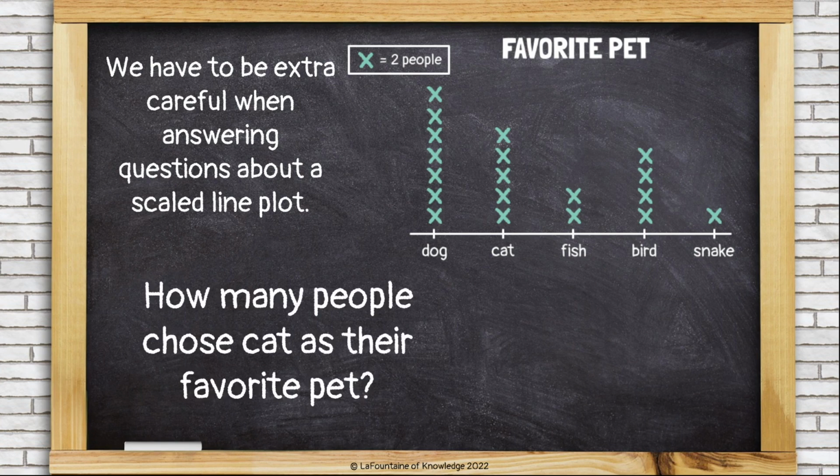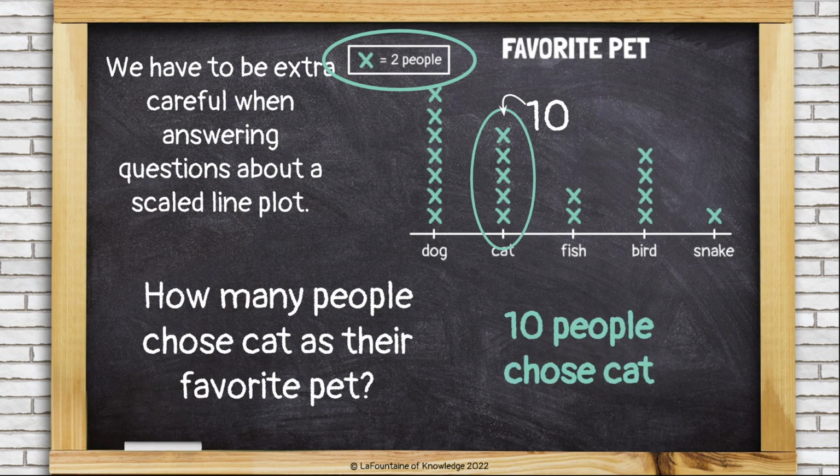Look at this one. How many people chose cat as their favorite pet? Well, we look at the X's above cat, and we might want to say 5 people, but that is incorrect. Take a look at the key. Each of those X's equals 2 people. So really, we have 2, 4, 6, 8, 10 people who chose cat. 10 people chose cat as their favorite pet.